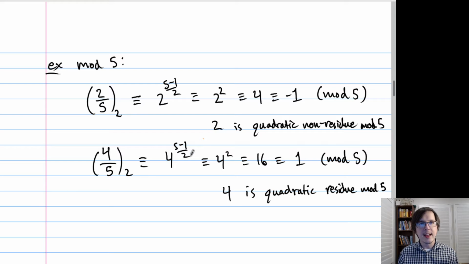So let's use it to calculate some examples. Is 2 a quadratic residue mod 5? We take 2 to the (p minus 1) over 2. So 2 squared, which is 4, which is minus 1 mod 5. So it is a non-residue.